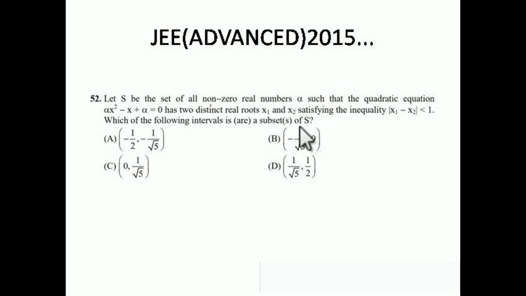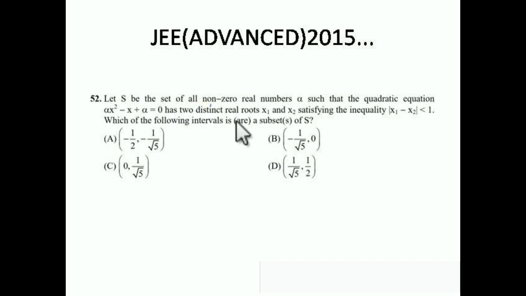Now please understand this question. S is the set of values of alpha, and we have to find out the subset of S. That means we have to find out the values of alpha which satisfy this equation and this condition. Now first of all, this equation has two distinct real roots.